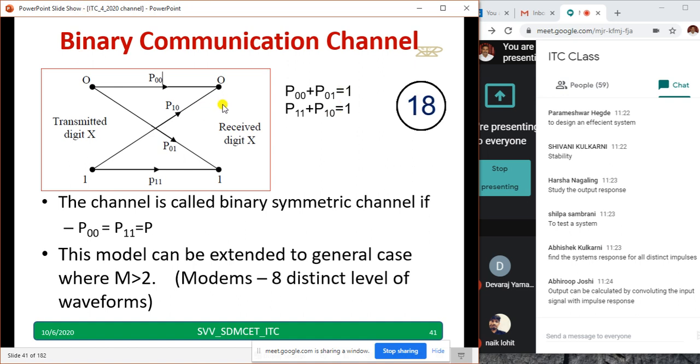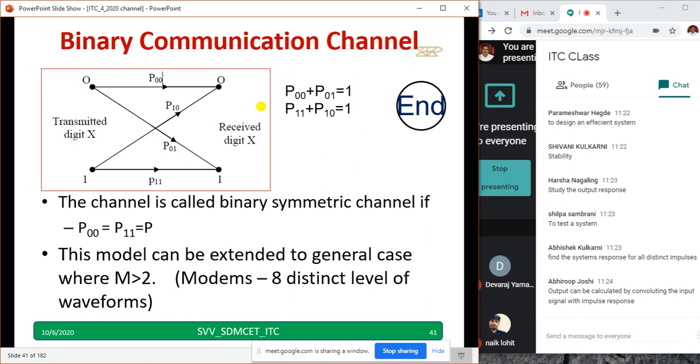I will take another 10 to 15 seconds, copy down. This model can be extended to the general case where M is greater than 2. Here I have only 2, 0 and 1, but I can have more than 2. In modems, 8 distinct levels of waveforms are also possible. So let me go to the next.